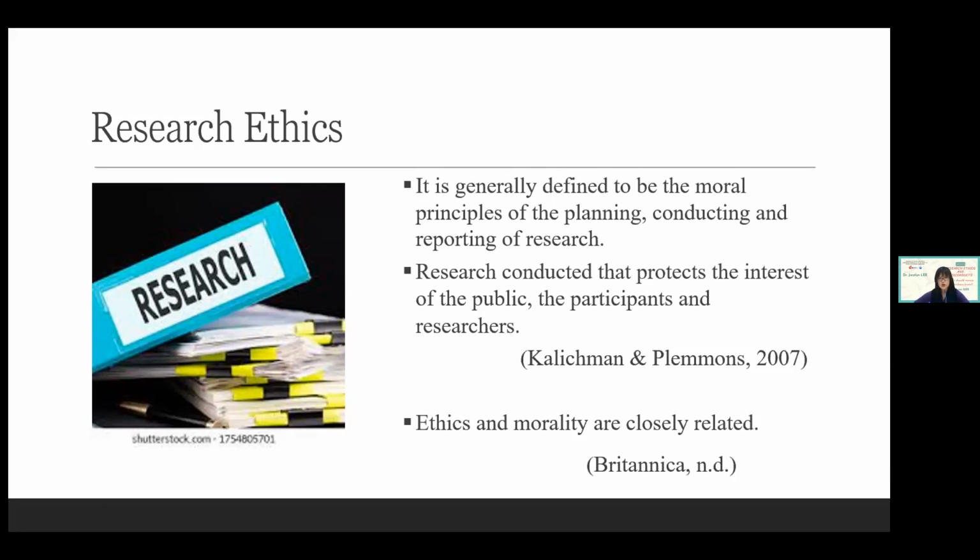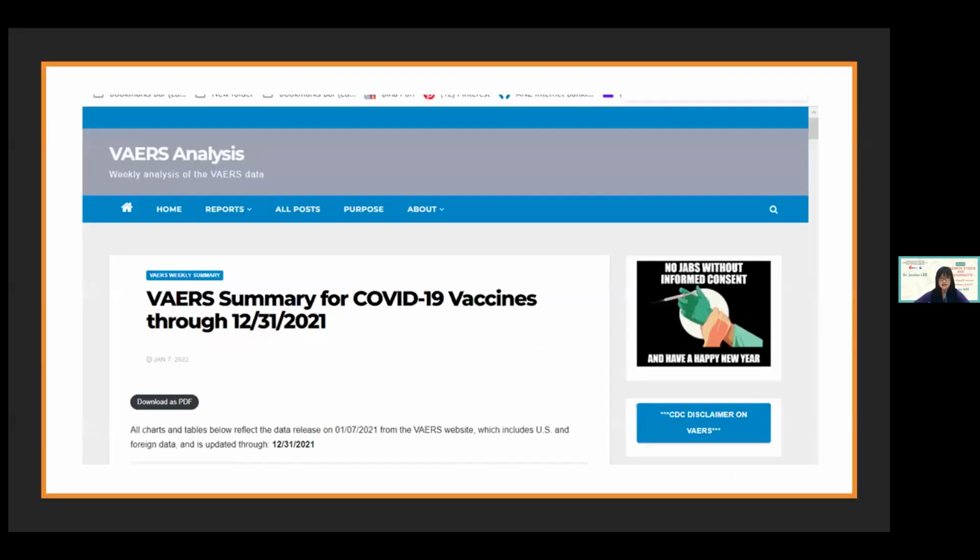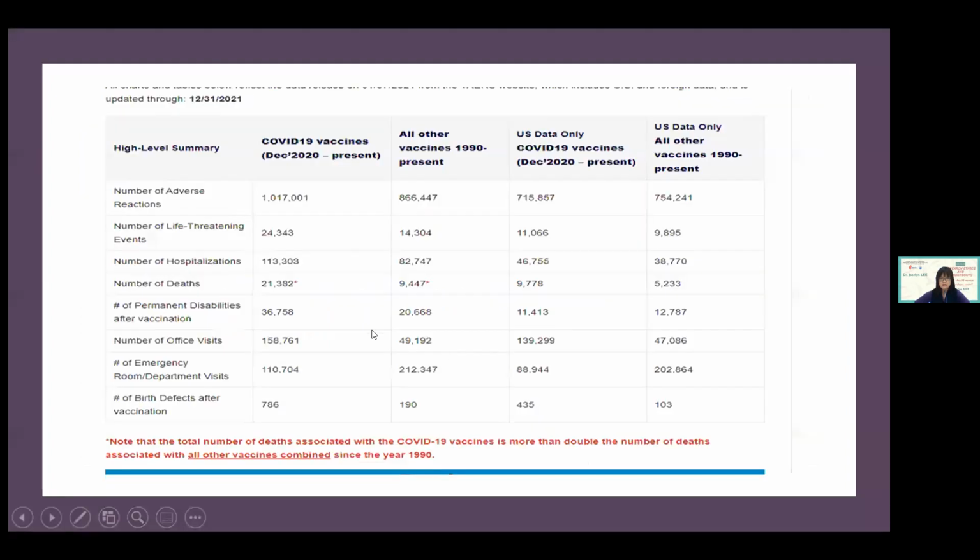So next slide, I just want to show you something which is so current and the time that we are in. Now, this is the VAERS analysis. You can see that on the website, a summary for COVID-19 vaccines through December 31st, 2021. Yeah, this is in the US website. A summary of what happened.